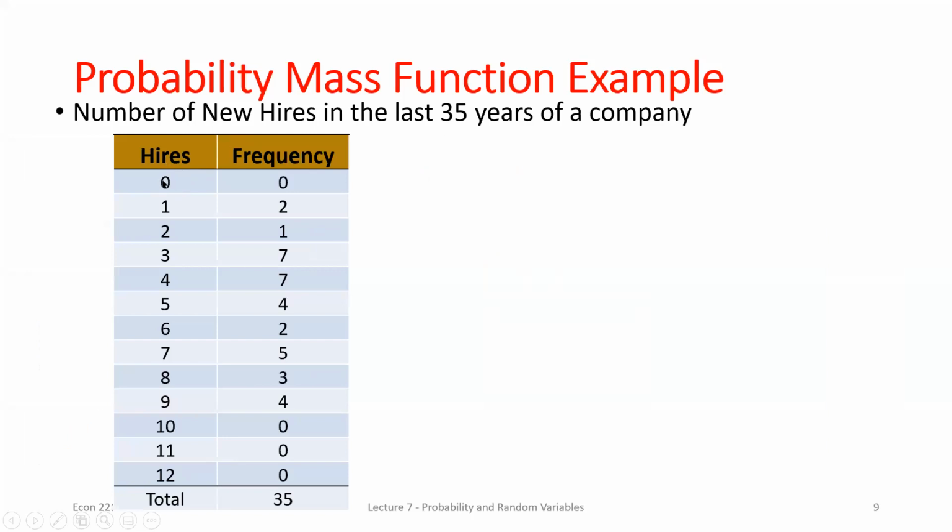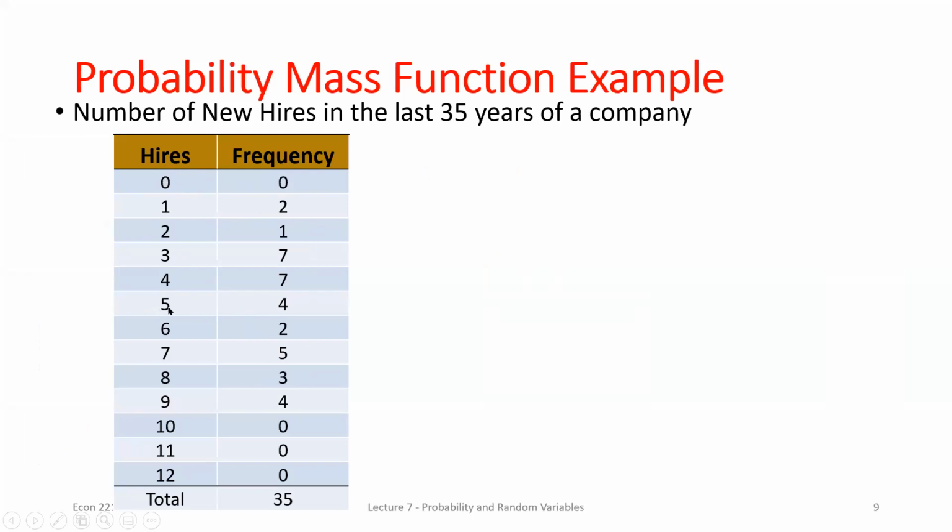How many years did they have exactly 0 new hires? There was actually no year in which they hired no one. How many years did they have 1 new hire? 2 years, they only hired exactly 1 person. How many years did they have 5 new hires? Well, there were 4 years where they had 5 new hires, right? Maybe business was better in those years.